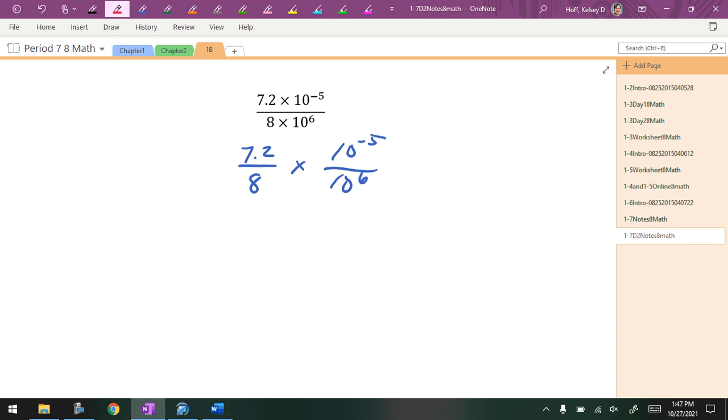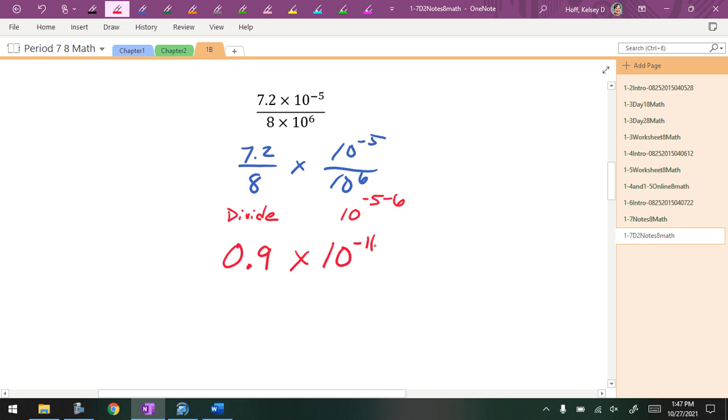What do I do in the first one? We actually divide. 7.2 divided by 8. 0.9. What do I do to my exponents? Now watch your integer rules. Negative 5 minus 6. Negative 11. Negative 11. Can I circle it? Try to change that on your own once. Adjust that exponent for me.